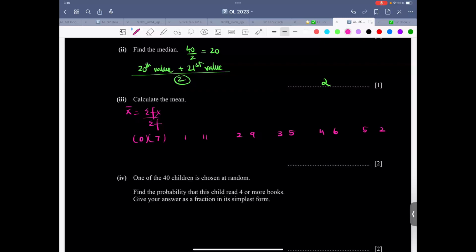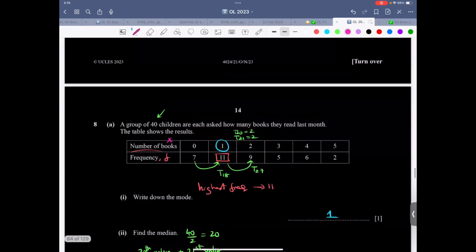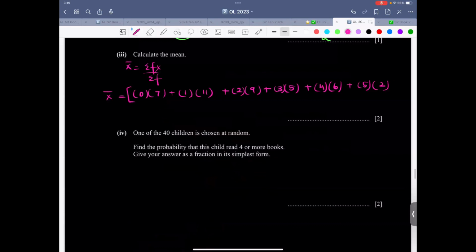So 0 into 7, 1 into 11, 2 into 9, 3 into 5, 4 into 6, 5 into 2, add them all up. That is sigma, summation, divided by how many they are. Altogether, they are 40. So let's put a big bracket and let me write 40 on the side over here. And this value comes out to be 1.95. That is the value for the mean. So this was about basic stats.